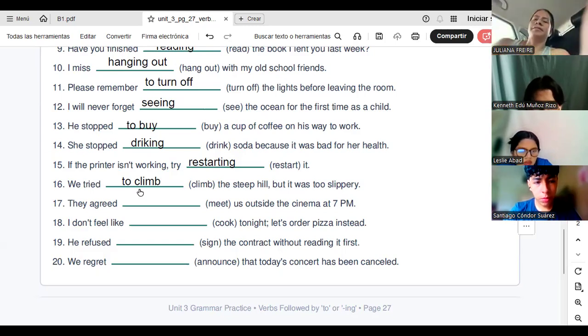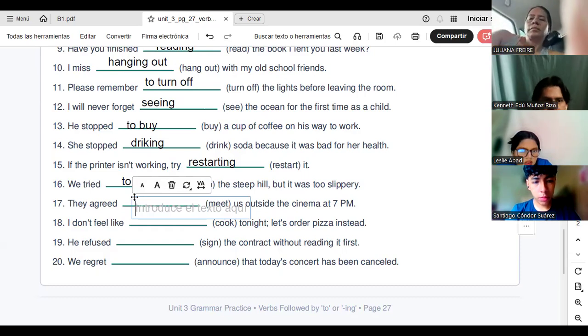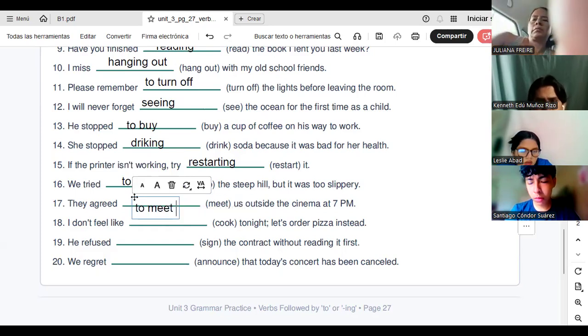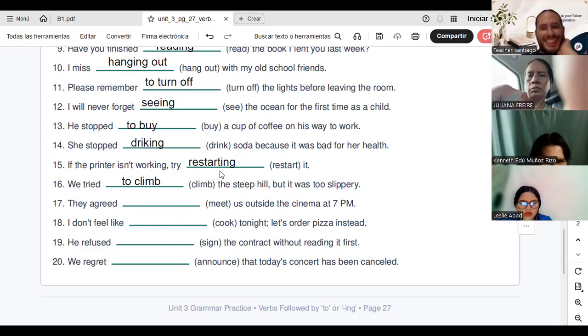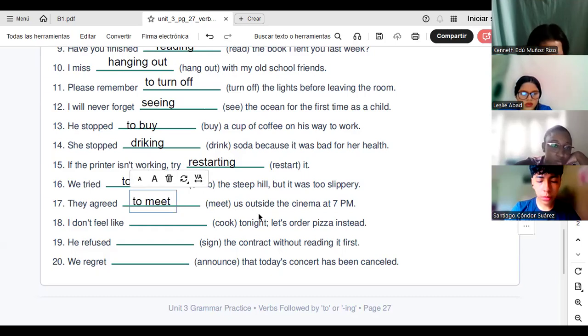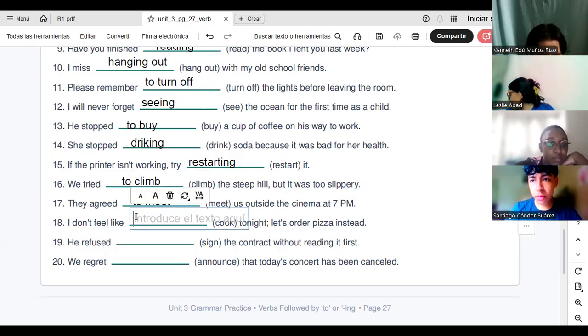Okay, guys. So you're so smart. You're doing pretty good. Now, Kenneth, number 17. They agreed to meet us outside the cinema at 5. Easy peasy. Thank you. So far, so good. Sandra. I love Sandra. Sandra is here. Sandra, number 18, please. I don't feel like cooking tonight. Let's order pizza instead.